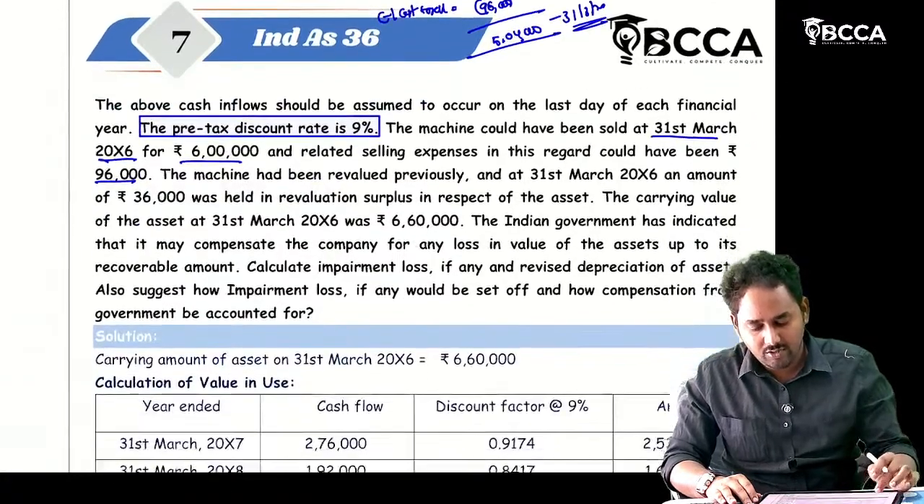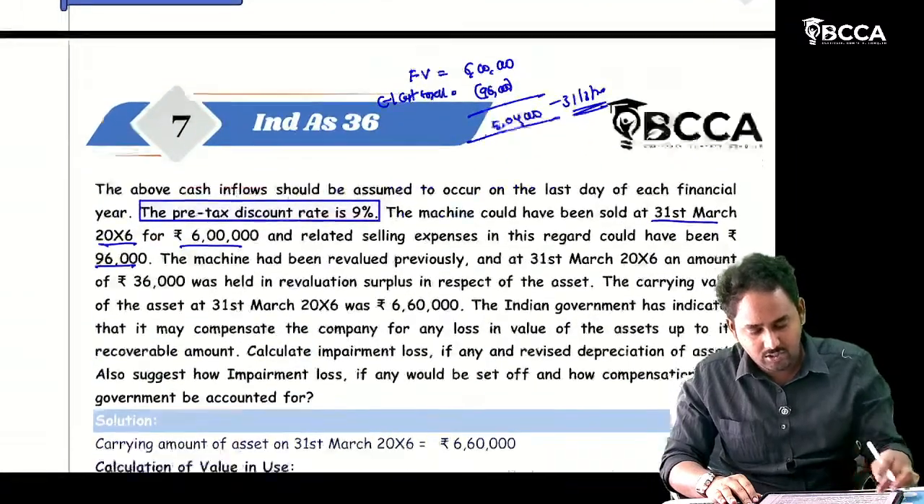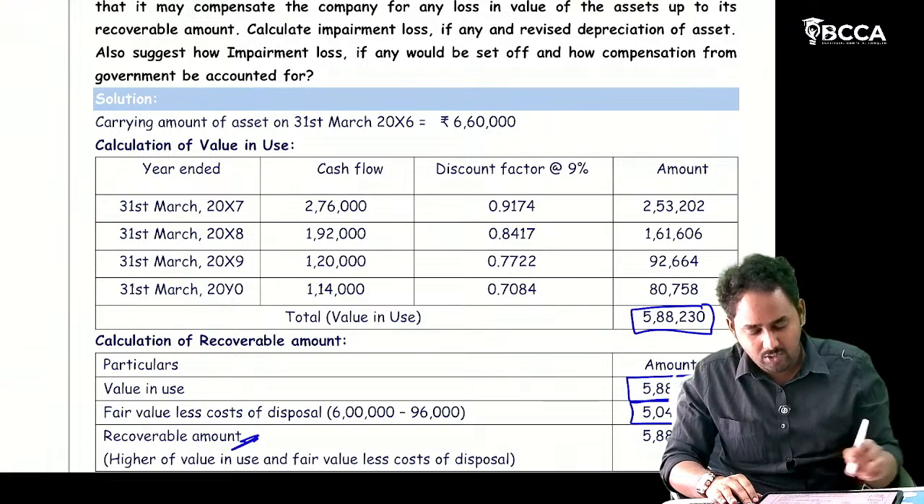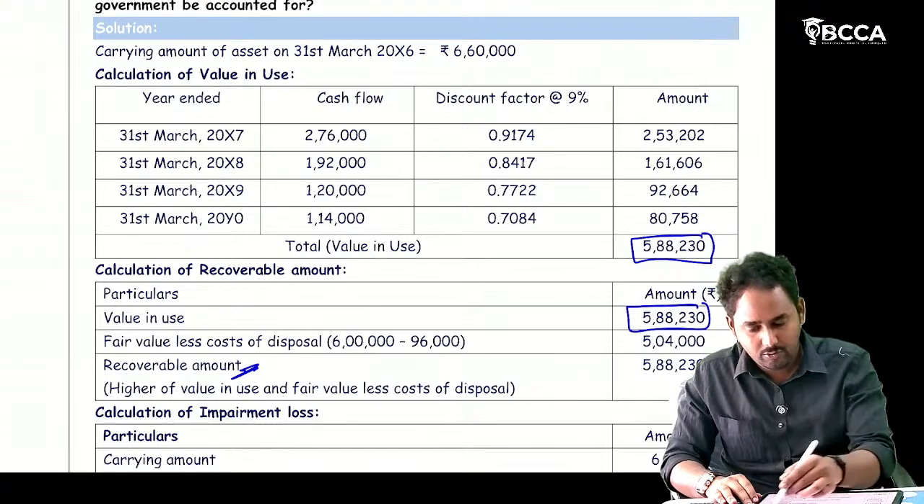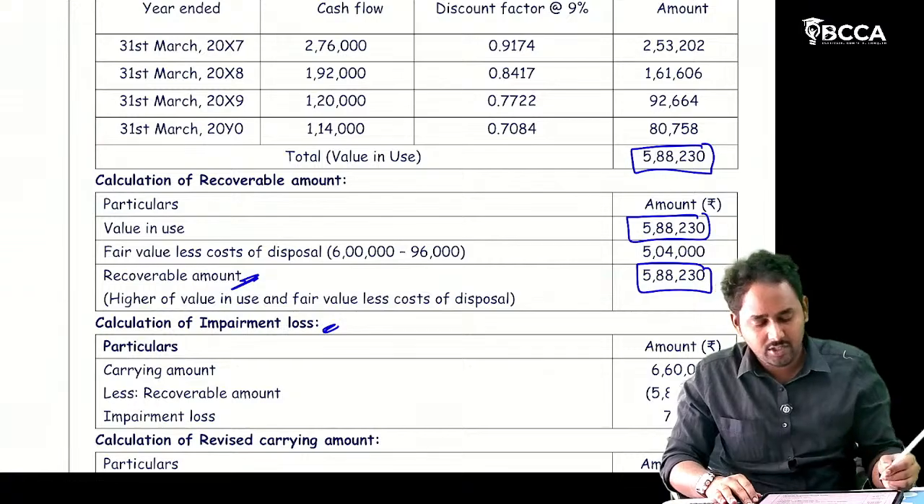And what is the value in use? Value in use is the present value of the cash flows, 588,230. And what is the fair value less cost to sell? 504,400. Whichever is higher is the recoverable amount. And the recoverable amount is 588,230.